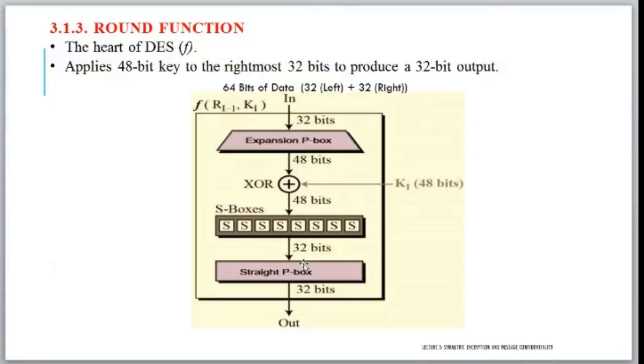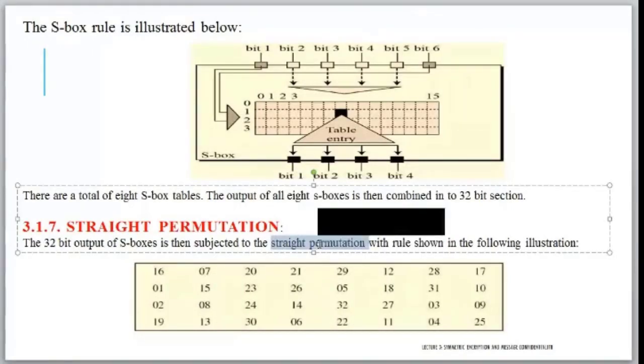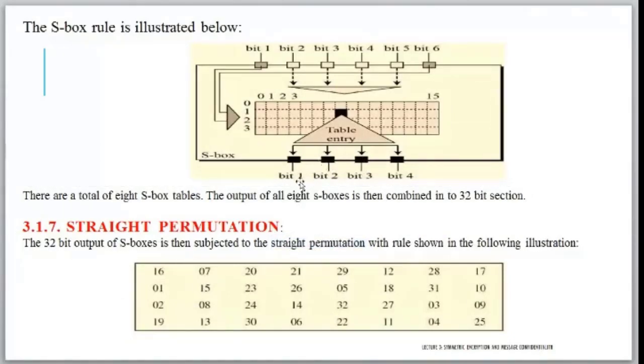Then the last one, after this, is something called the straight permutation box. What does the straight permutation box mean? You can see here, the 32 bits of output from the S box are subject to the straight permutation. This is the position: whatever the first bit coming from here, it will be placed in the 16th bit. The second bit, whatever comes, also you need not memorize this. Just know the steps.